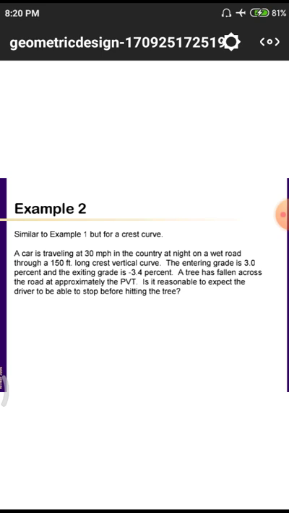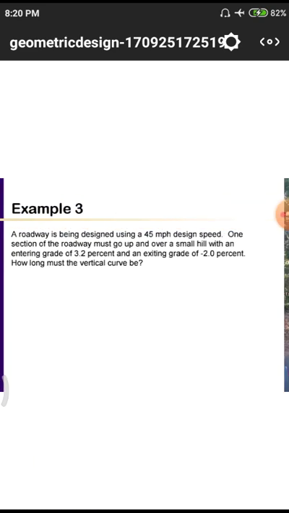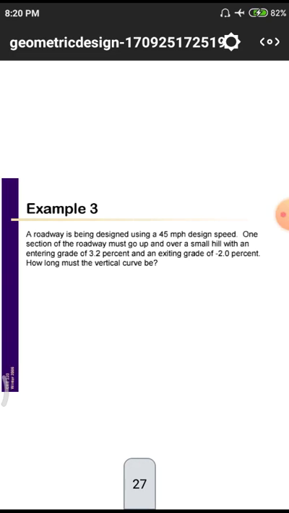Through a 150 feet long crest vertical curve, the entering grade G1 is 3 and G2 is minus 3.4. A tree has fallen across the road approximately at the PVT. What is reasonable to expect, will the driver be able to stop before hitting the tree? Here also I have to calculate SSD. This is example 3.